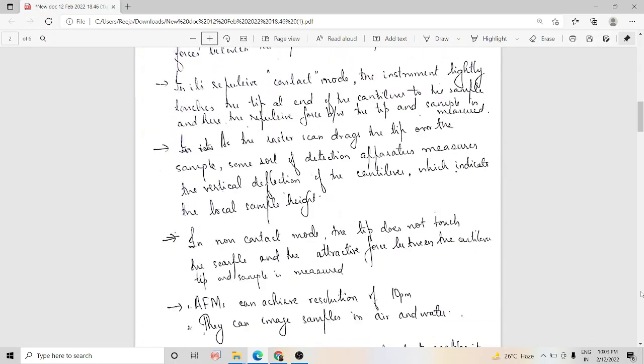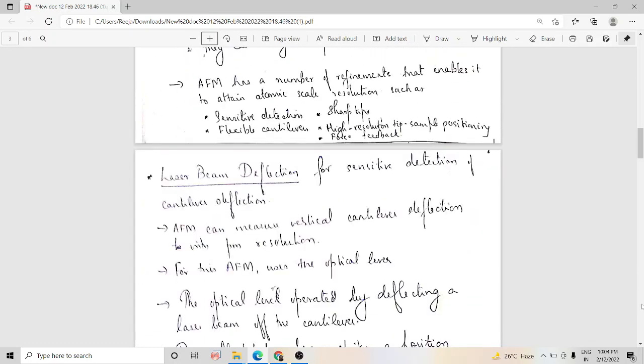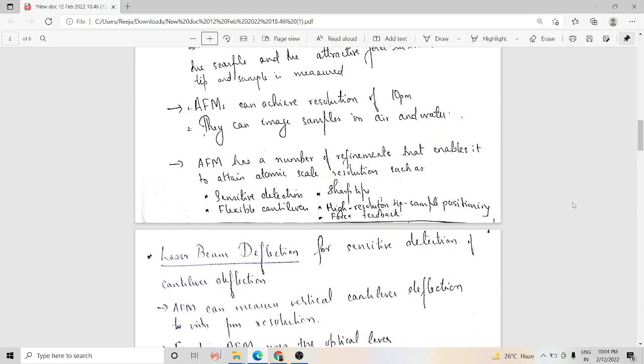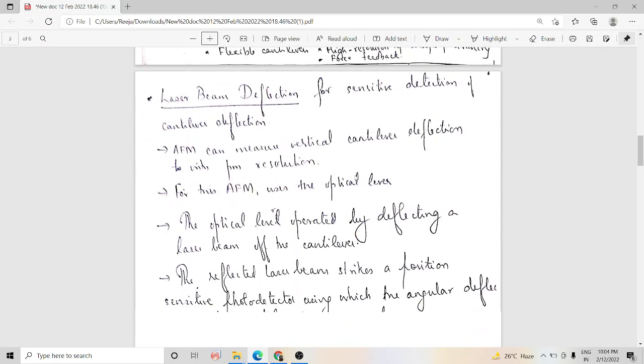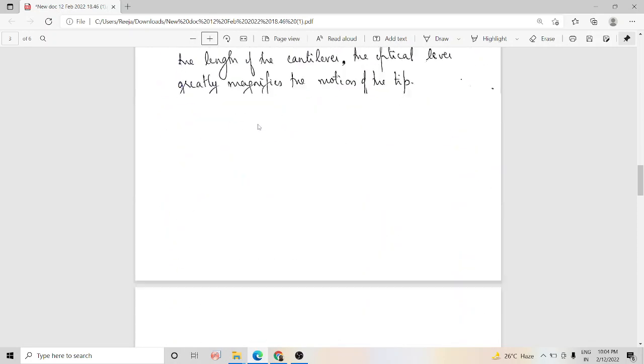So an excellent resolution is achieved with the AFM, as low as 10 picometer, and it can image samples both in water and air. The AFM has a number of refinements that enable it to attain this excellent, atomic scale resolution. One is the optical lever, which is used for the sensitive detection of the cantilever deflection. This we discussed in the last session.